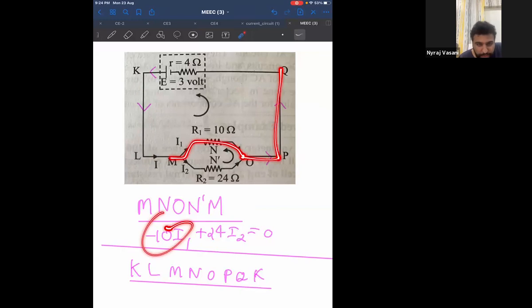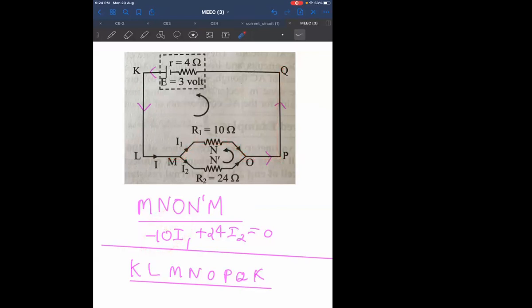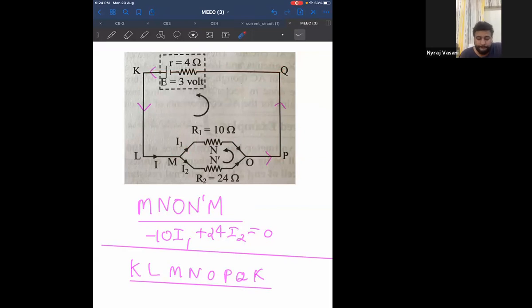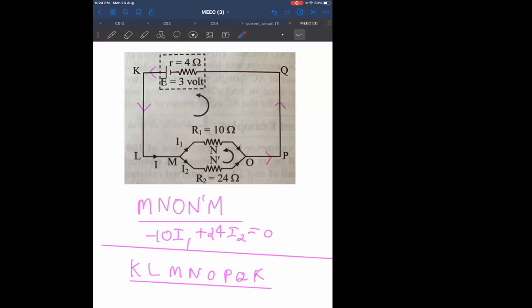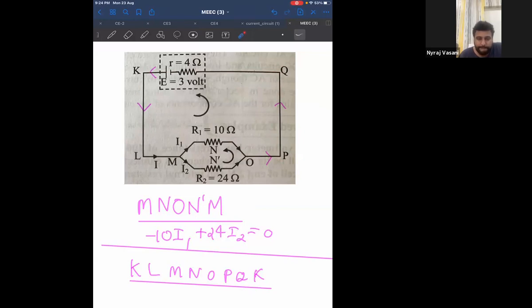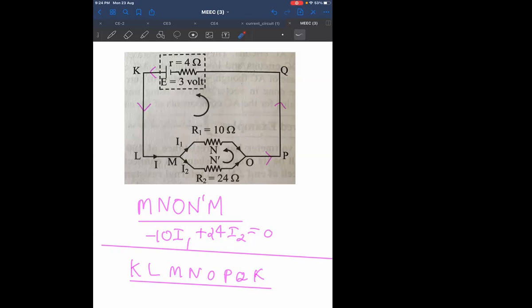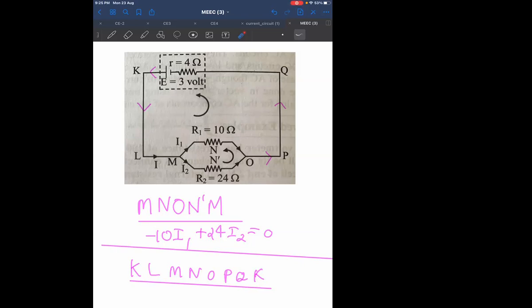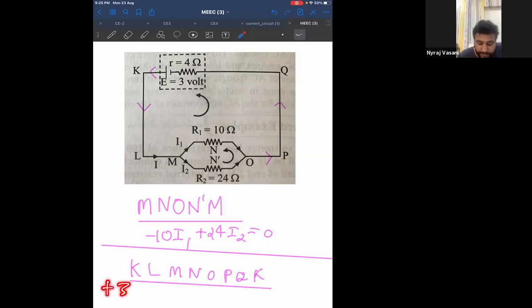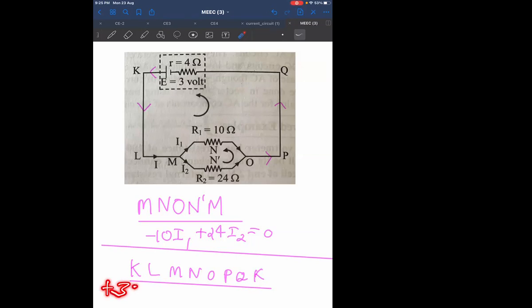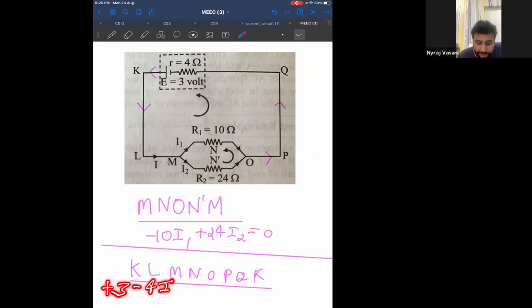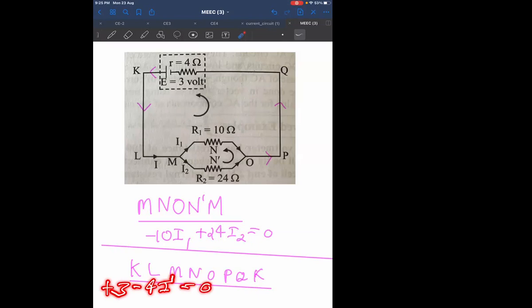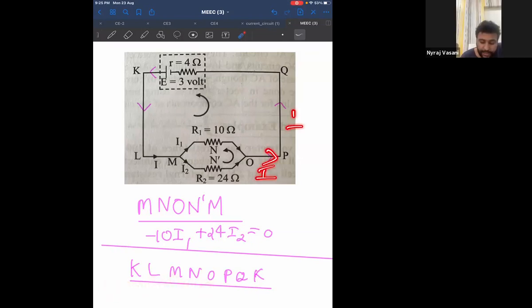From O to P, nothing. From P to Q, nothing. Then directly it is Q to K. What will you get? Sir, it will be plus 3 minus 4 I1. Plus 3, correct. Plus 3 minus 4 I1. Only I, correct? It is only I, not I1, because here it becomes I again. Okay, please make a note.